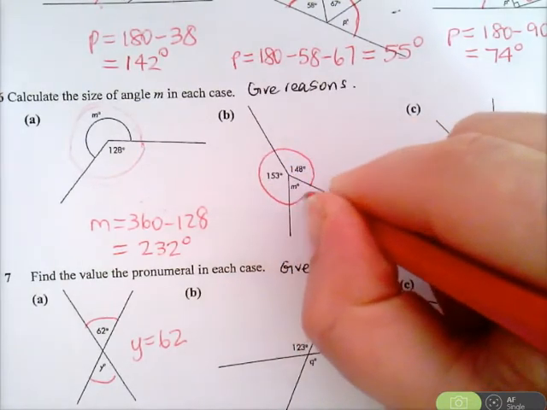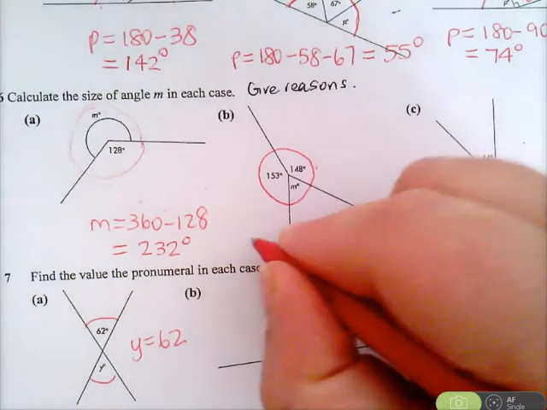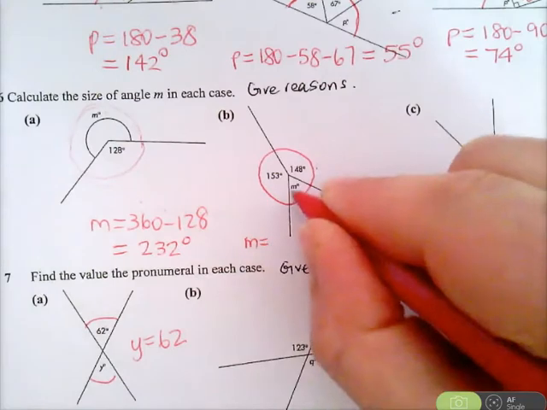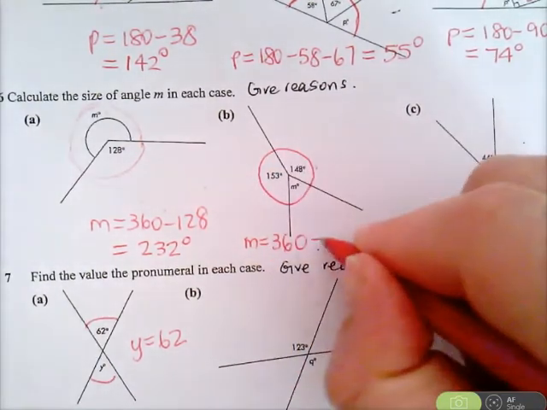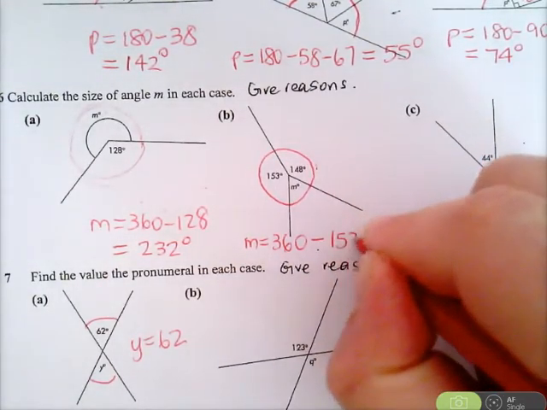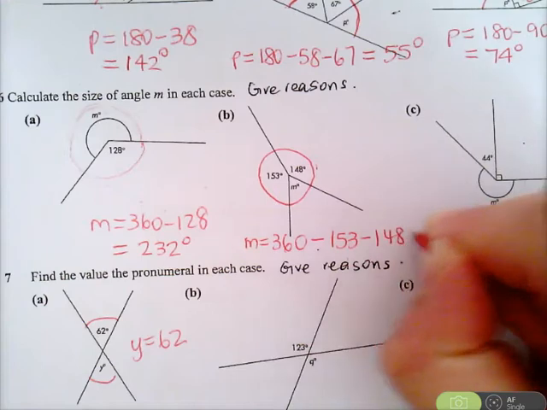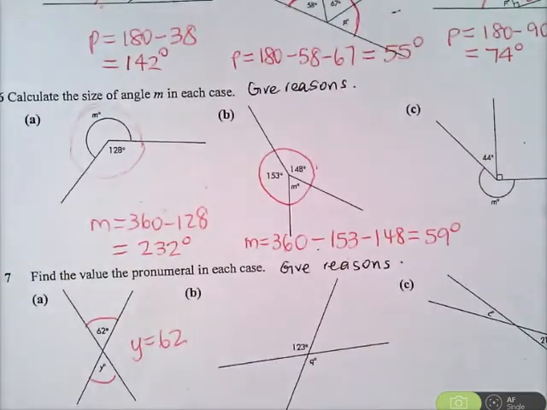Okay, looking at our next question again, let's look at all these angles that I've got. 1, 2, 3. And those 3 angles again, all 3 of them together form a revolution. So to find M, it will be 360 because that's the total of all of them. Then we just take away the other 2. So take away 153 and take away 148. You can do that on your calculator. And doing that on your calculator, you get 59 degrees.